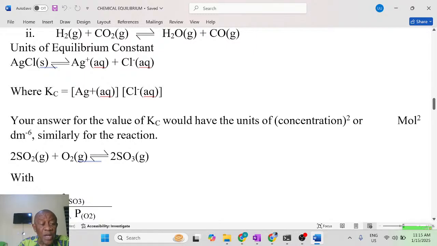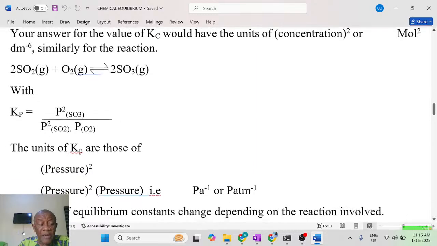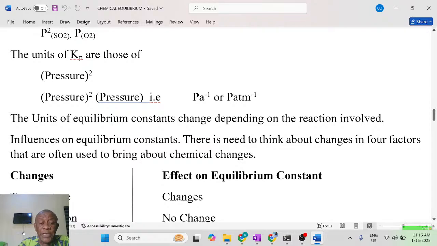Similarly, for the reaction 2SO2 + O2 to give us 2SO3, we find that Kp is equal to P²SO3 divided by P²SO2 times PO2. The units of Kp are pressure squared divided by pressure squared times pressure, so we end up with pressure to the power of minus 1, atmosphere^-1. The units of equilibrium constant change depending on the reaction involved.